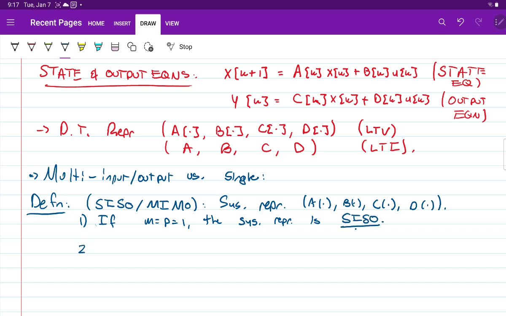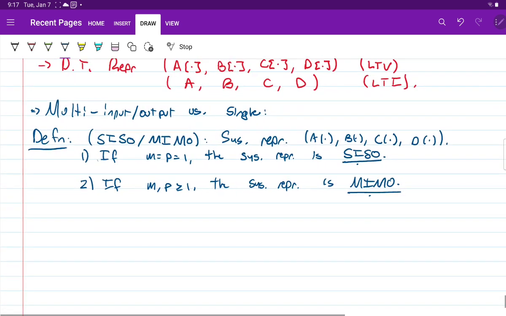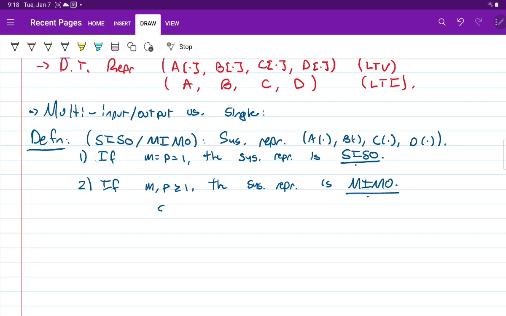Okay? 2, if m and p are greater than or equal to 1, the system representation is MIMO. All right? Now, I just want to emphasize, since we allow for greater than or equal to 1, what we have is that SISO is a strict subset of MIMO. Okay? So everything we prove for a MIMO system will restrict to the special case of a SISO system. Okay? Now, I've defined this for continuous time here. It's the same exact thing in discrete time.